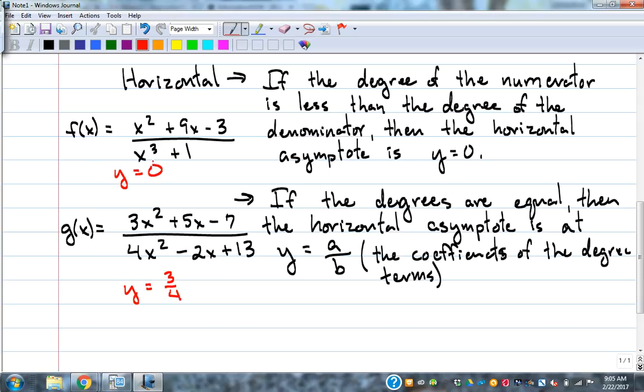This one up here, it was y equals 0. So we get a horizontal asymptote if the degree of the top is smaller than the bottom, and a horizontal asymptote if the degrees are the same. It's the ratio of the leading coefficients. Okay. That's when that horizontal asymptote occurs. Vertical asymptotes can occur in every problem. Not every problem will have a horizontal asymptote.